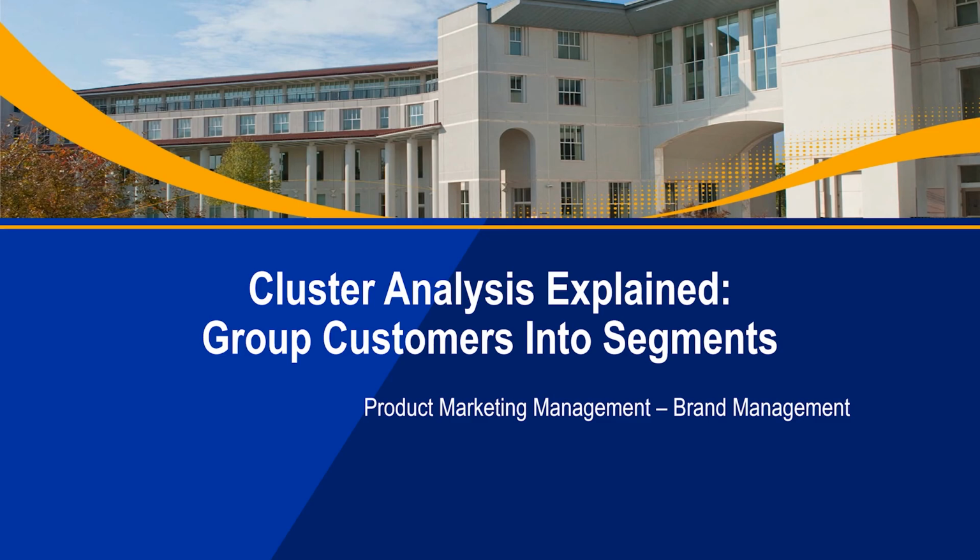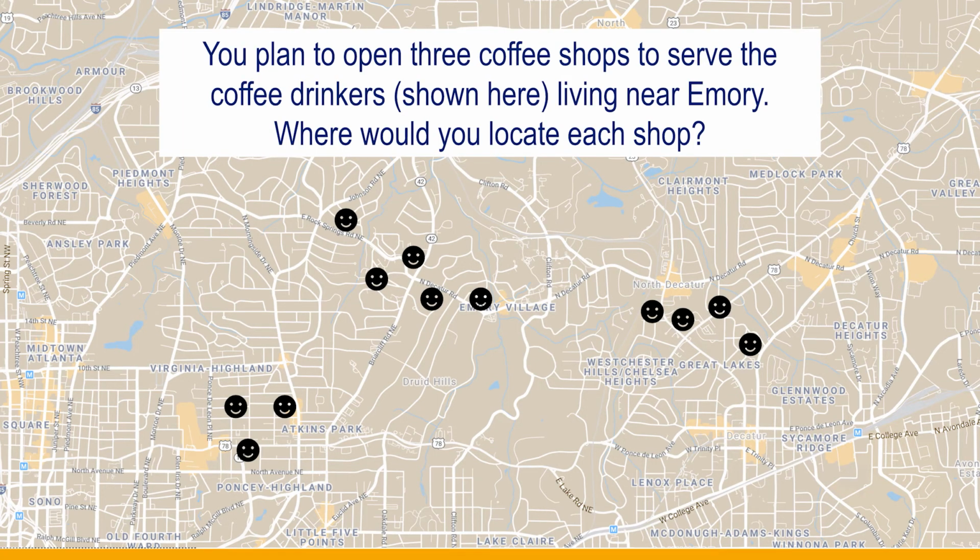In this video, I want to overview the two main algorithms used by clustering software to group customers into relatively homogeneous segments. Let's assume you plan to open 3 coffee shops to serve the coffee drinkers, depicted by these icons, living near Emory University. The coffee drinkers prefer a shop that is close to their home. It is relatively straightforward and easily seen on the map that there are 3 distinct groups of customers.